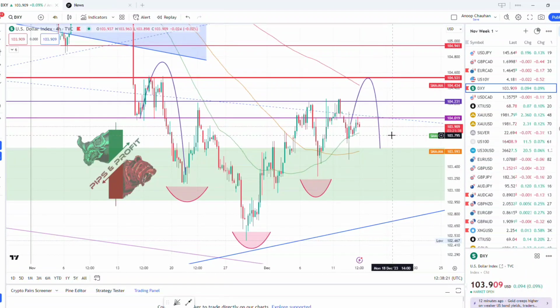If the PPI numbers come positive, then it may touch this zone again, and if it penetrates the zone, then definitely the next zone would be the 104.53 area. I'm expecting today we can see this zone at least. So we'll look at the gold chart first, and then we'll let you know how we can cover gold and pips today.